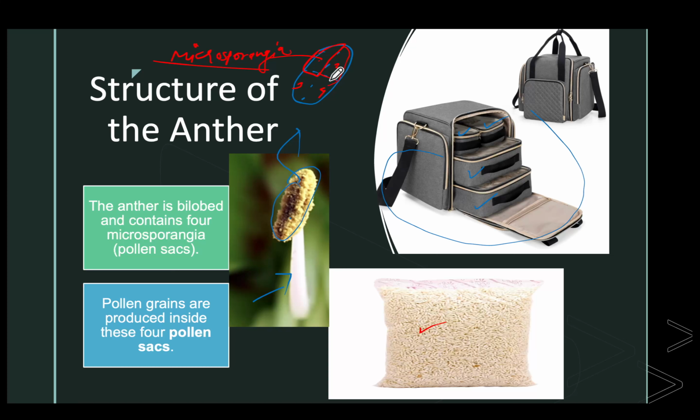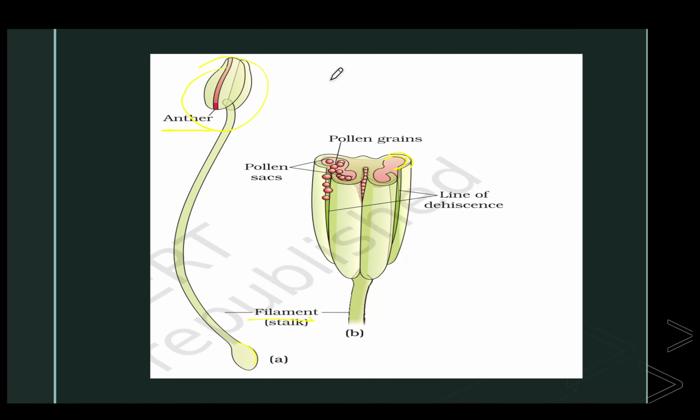Now why is the name microsporangia? Again, look at this structure. This we already covered, right? Anther, and the long cylinder part is filament. There are 4 chambers and these chambers are filled with pollen grains. And what do we call these chambers? Pollen sacs or microsporangia. Clear?